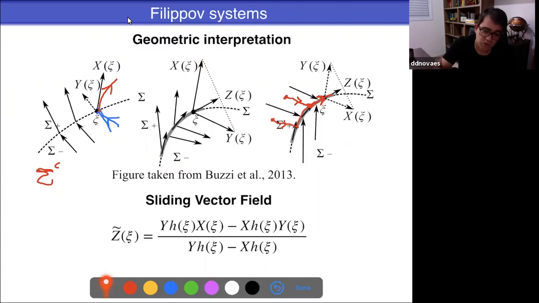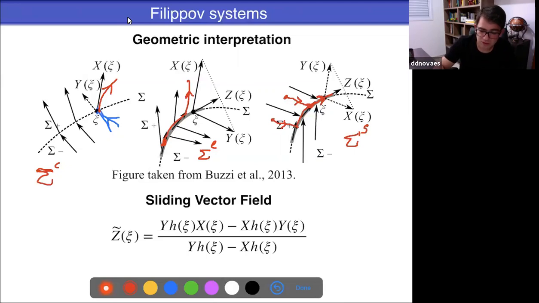This is a similar situation, but we call this escaping regions, where you have uniqueness in the past, but you do not have uniqueness in the future. So if we start with a point here, you can follow the sliding vector field and eventually leave the discontinuous surface whenever you want. Okay, so you do not have uniqueness in the future. Given an initial condition, you can have multiple futures. Okay, this region is called escape region, and this region is called sliding region.